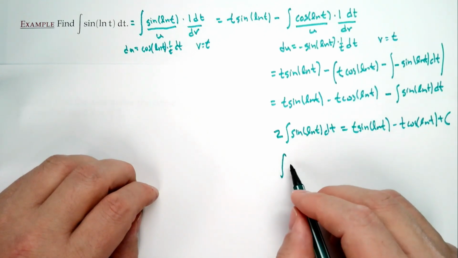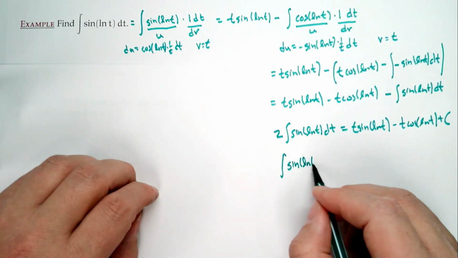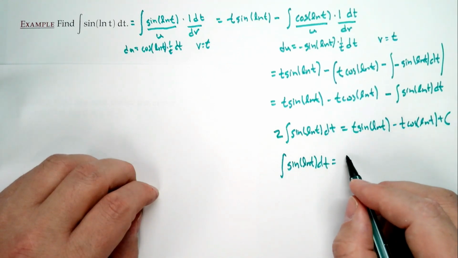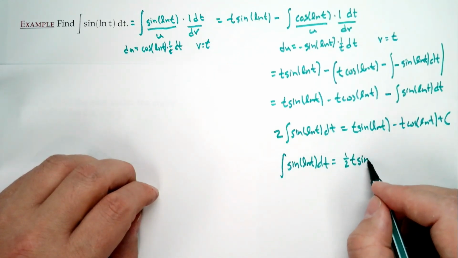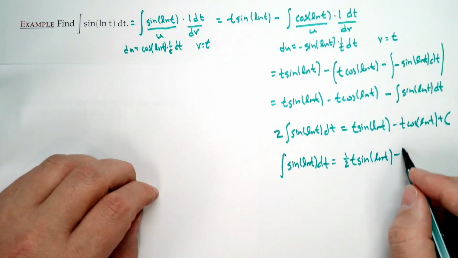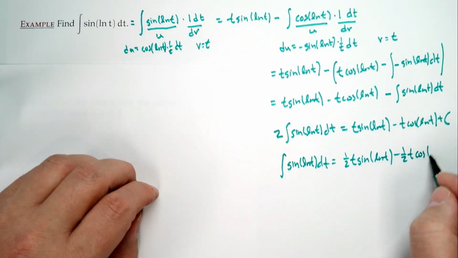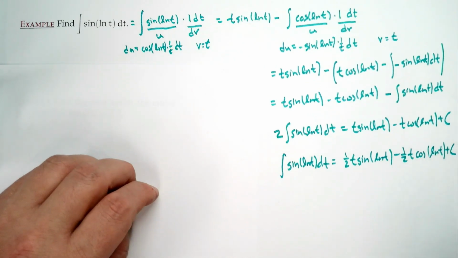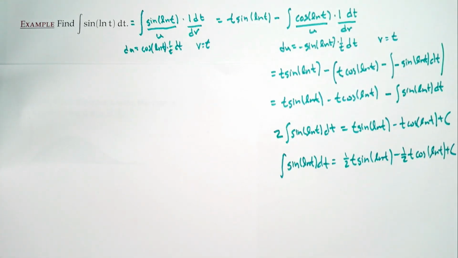So final thing is integral of sine of log t dt. That's going to be 1/2 t sine of log t minus 1/2 t cosine log t plus c. Done. Now, you might be saying, this feels really similar to what we just did a few minutes ago. Is it the same thing? And the answer is, it is incredibly similar to what we just did. In fact, we could have skipped all this work if we had made an observation.